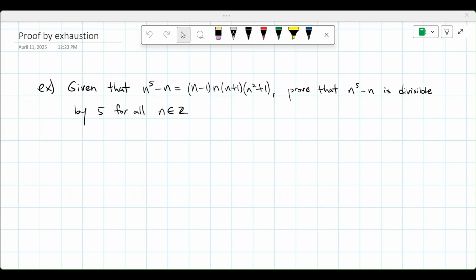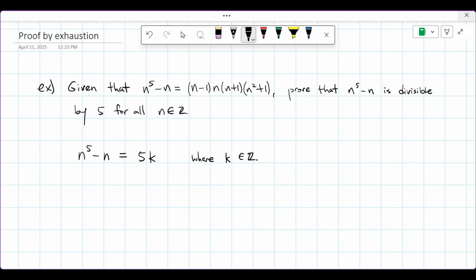So let's look at this problem. Given that n to the power 5 minus n is equal to n minus 1 times n plus 1 times n squared plus 1, prove that n to the power 5 minus n is divisible by 5 for all n. So what kind of situation are we dealing with here? In order to prove that n to the power 5 minus n is divisible by 5, it means that n to the power 5 minus n can be represented as, let's say, 5k, for example. So it's divisible by 5 in all cases, where k is an integer.